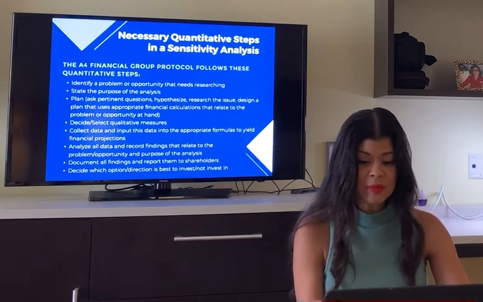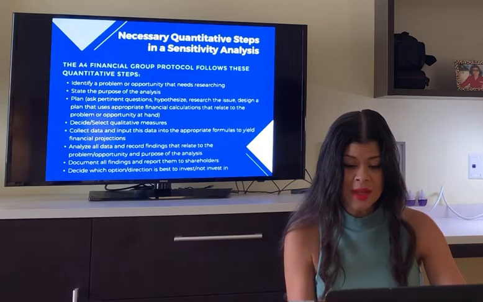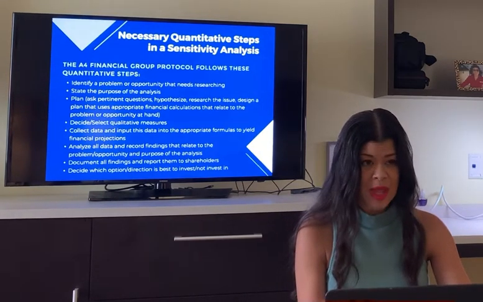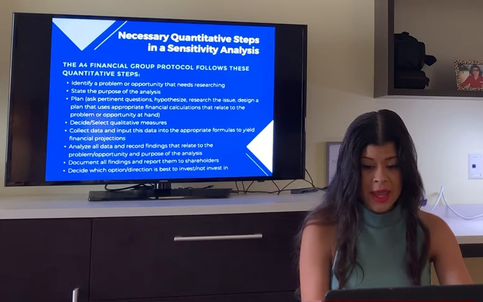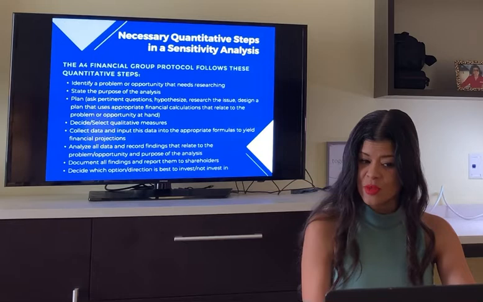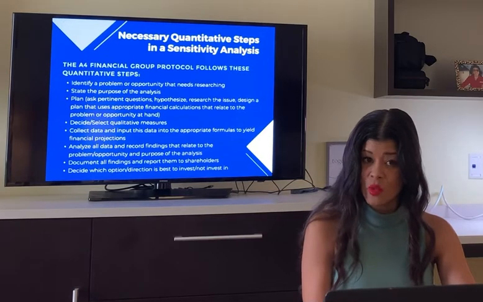From identifying the problem, planning and documenting findings, to deciding which investment option is best. But for the sake of time today, please take a snapshot of the slide for all the steps that we do take, including the ones I just mentioned.